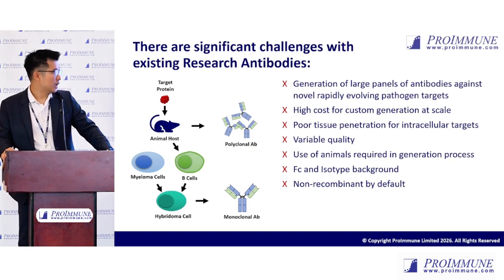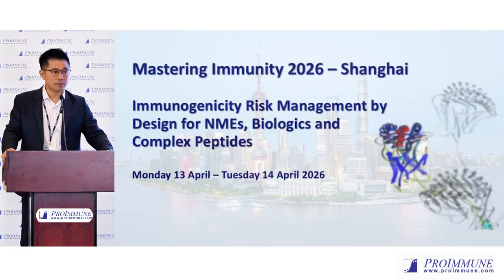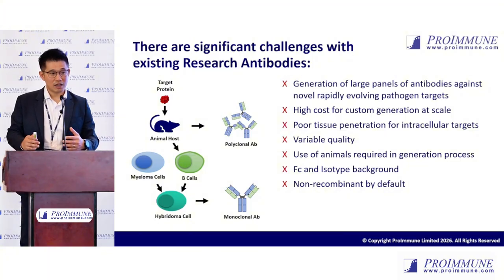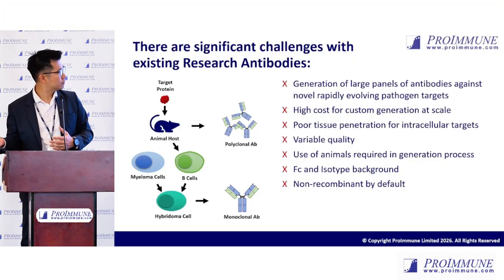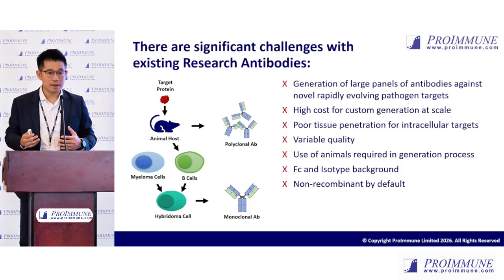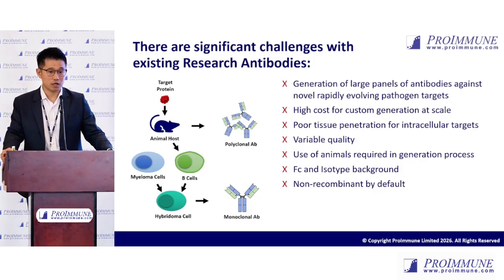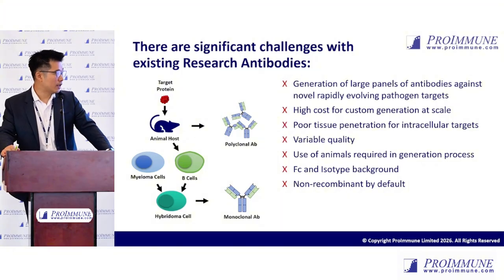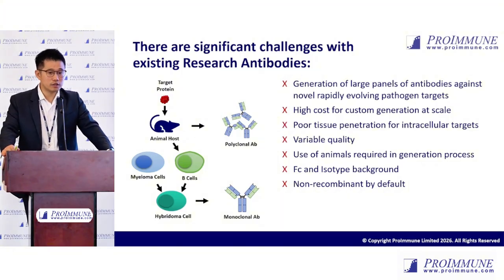the assay. The Fc of the antibody also means you need additional time for a blocking step against the Fc before using it to stain the sample. And also antibodies are non-recombinant by default. So after identifying the clones and the sequence of the antibody, we then need to make them recombinantly.